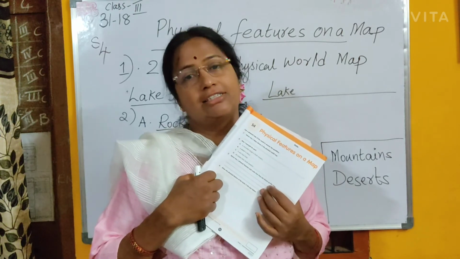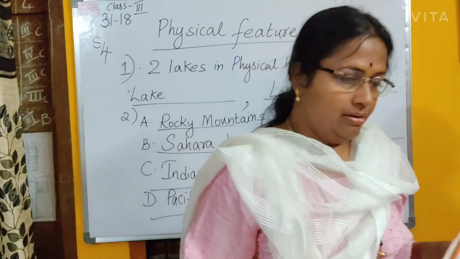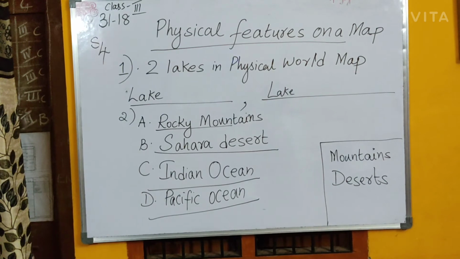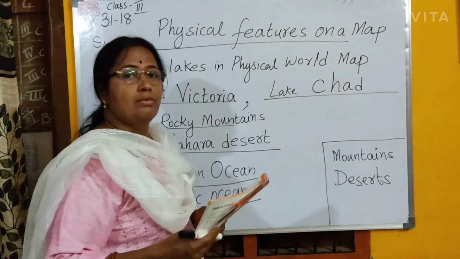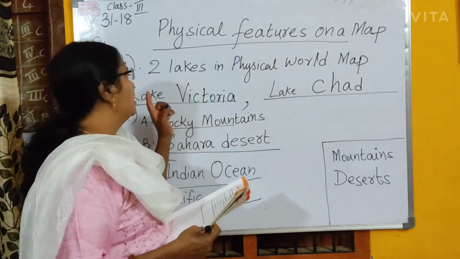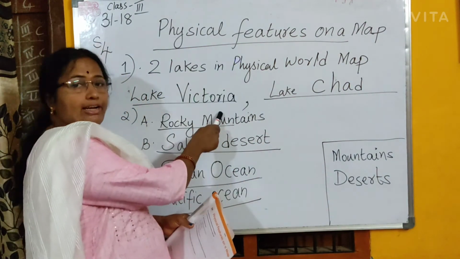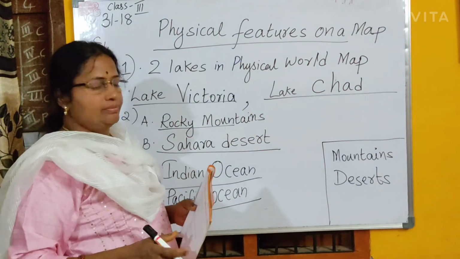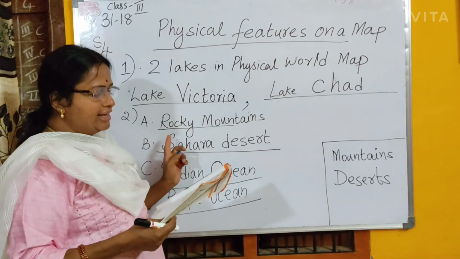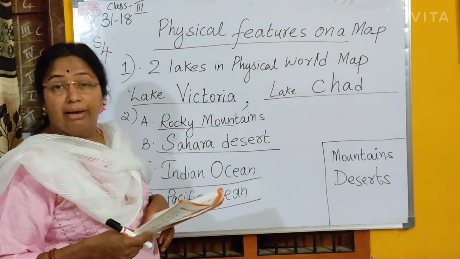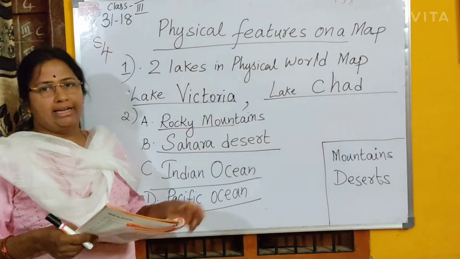Now let's discuss the answers of this worksheet. Two lakes in the physical world map: Lake Victoria and Lake Chad, near Africa. Then a mountain range in North America. There are many mountain ranges in North America, so write only one, Rocky Mountains.